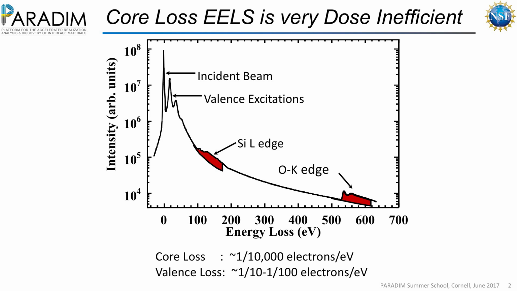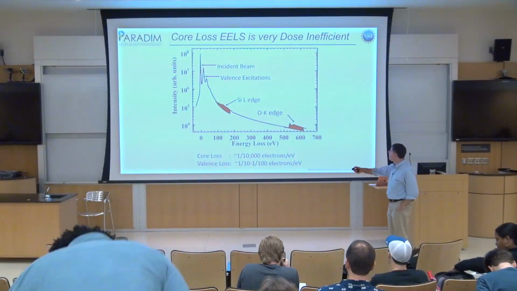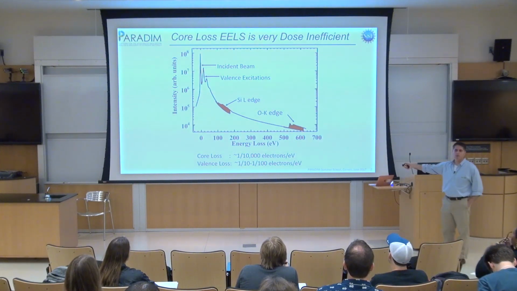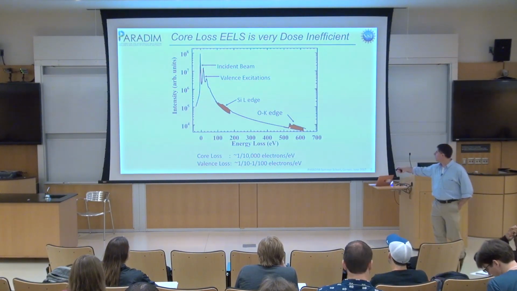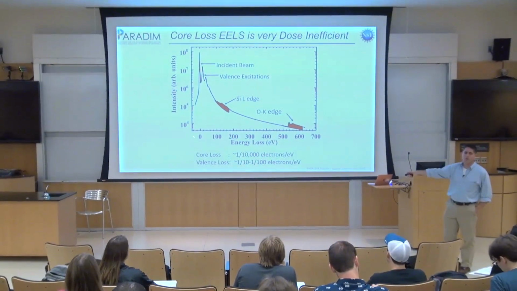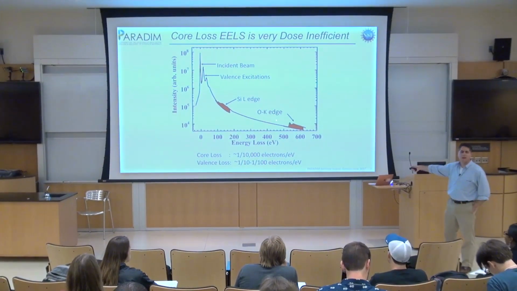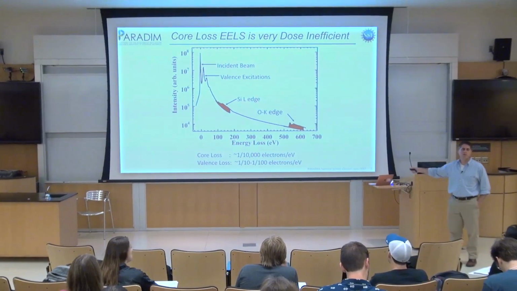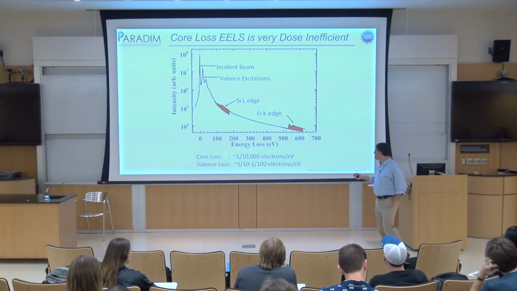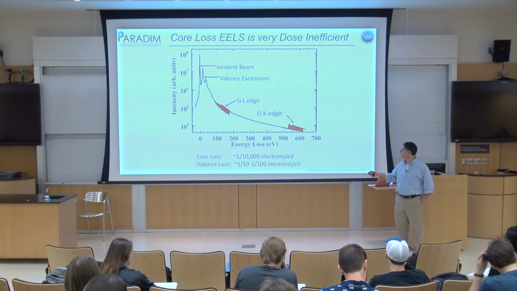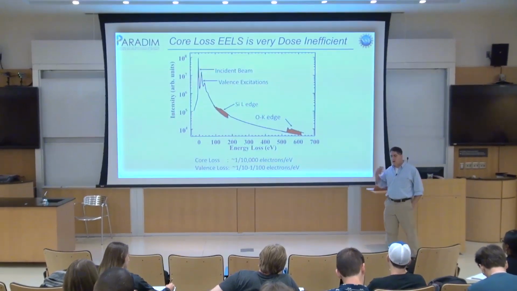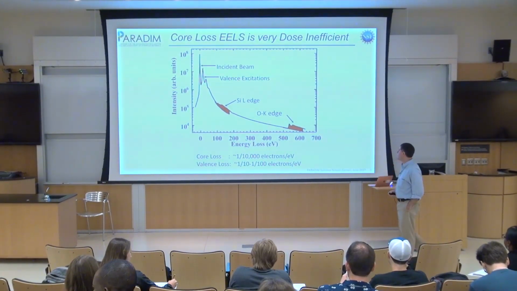So the starting point of why we get attracted to the valence region over here is that our core loss excitations are very, very weak. If you look at the oxygen edge, I'm using about 1 in 10,000 electrons ending up in that edge. So it's incredibly dose inefficient. And if my material is radiation sensitive, starting out with a process that only uses 1 in 10,000 electrons, you're not on a good footing to begin with, right?